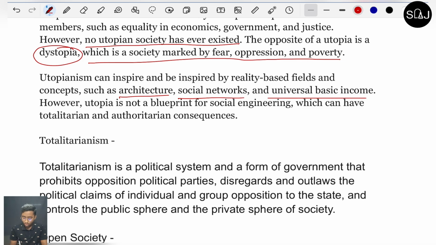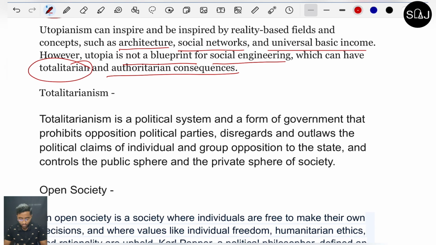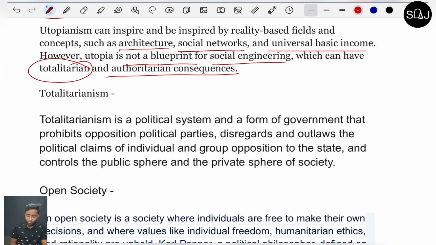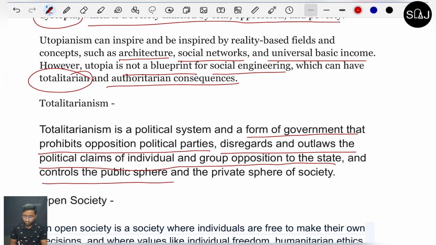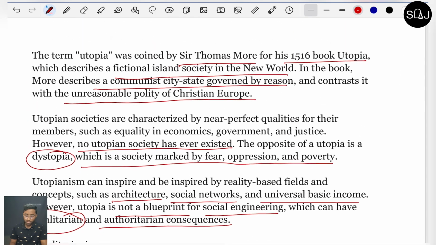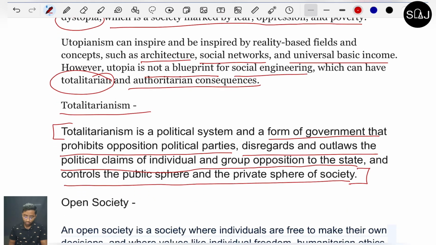However, utopia is not a blueprint for social engineering, which can have totalitarian and authoritarian consequences. Now we have come to the next ism, that is totalitarianism, and it is also a political system. You can say it is a form of government that prohibits opposition political parties, disregards and outlaws the political claims of individual and group opposition to the state, and controls the public sphere and private sphere of the society. So this definition is very important. Totalitarianism, utopianism, all these are very important.